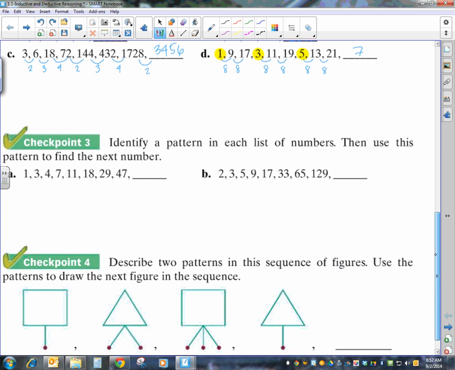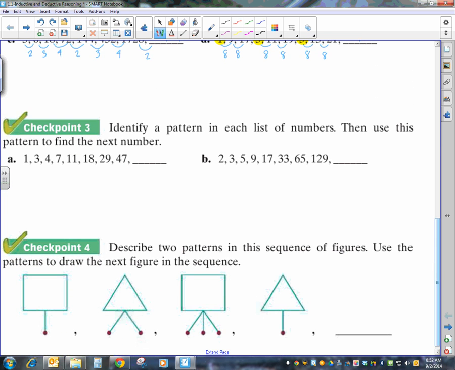Okay, some more patterns. They're all different. And the more you look at these patterns, the easier it's going to be for you to determine what the pattern is. Okay, let's look at this one. We've got 1, 3, 4, 7, 11. So again, it's going up. I'm going to start with adding. So I'm going to say, well, we added 2. I added 1. I added 3. I added 4. I added 7. I added 11. I added 18.